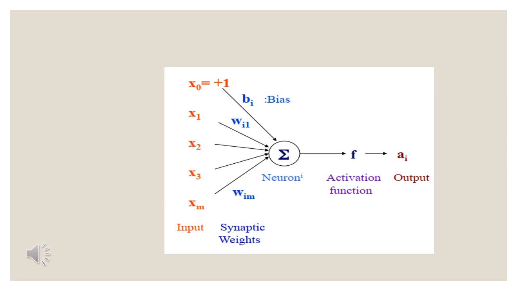And now the activation function is also required. The activation function is represented over here, that is f. Now we have the final output, that is known as ai. So ai is our output.